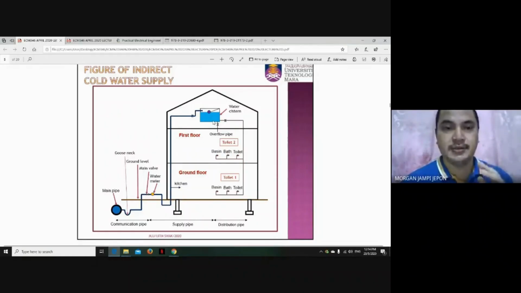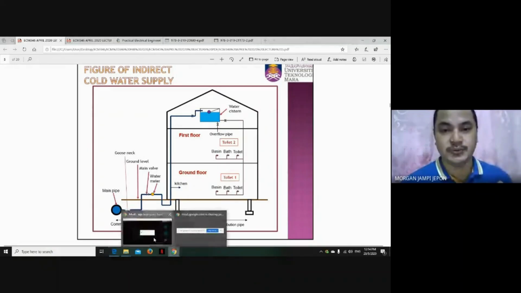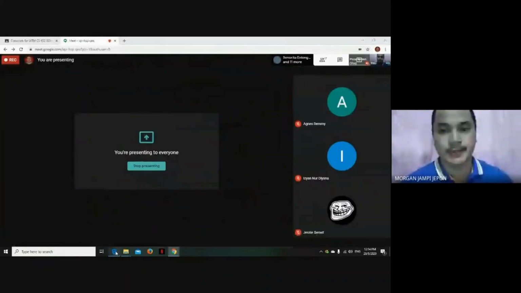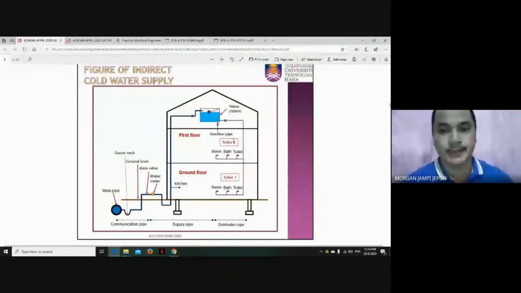So that's why when you have a problem with the water supply, the first thing that you notice is that there is no water supply to the kitchen, but you have water supply in the toilet and bathroom, because the water in the toilet and bathroom actually comes from the water system. So that is an indirect supply.